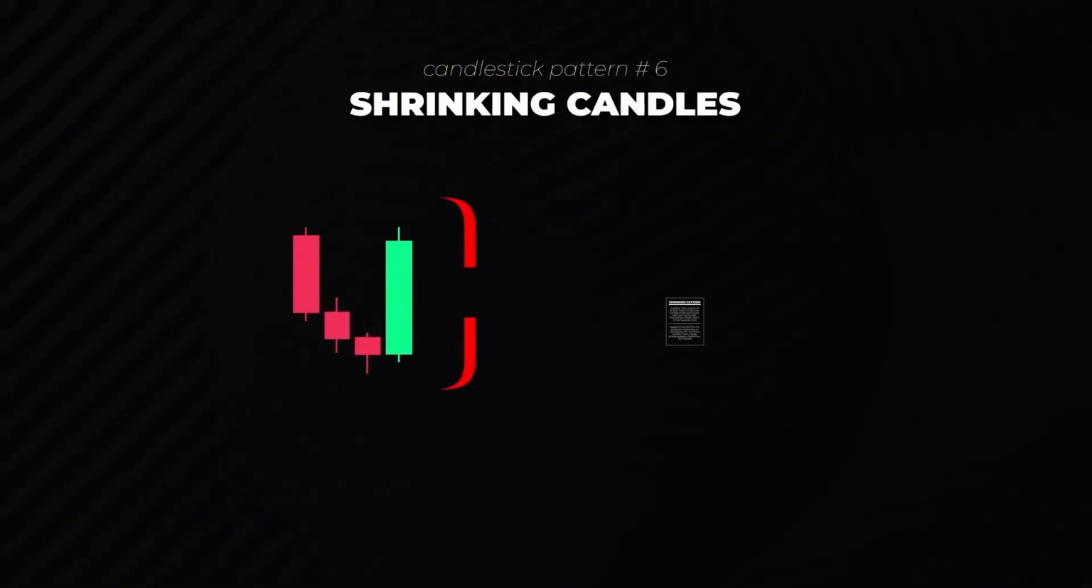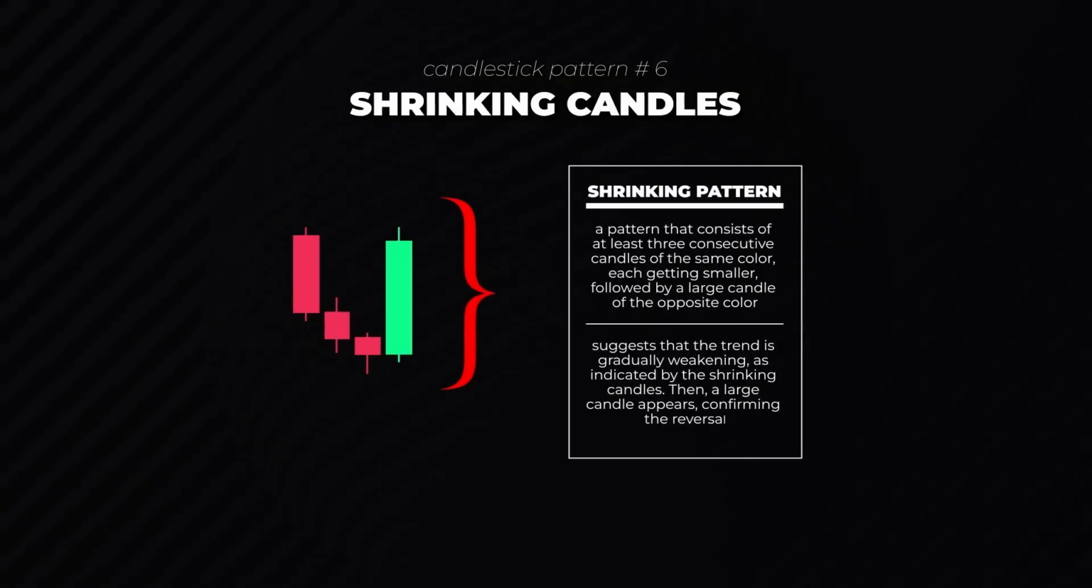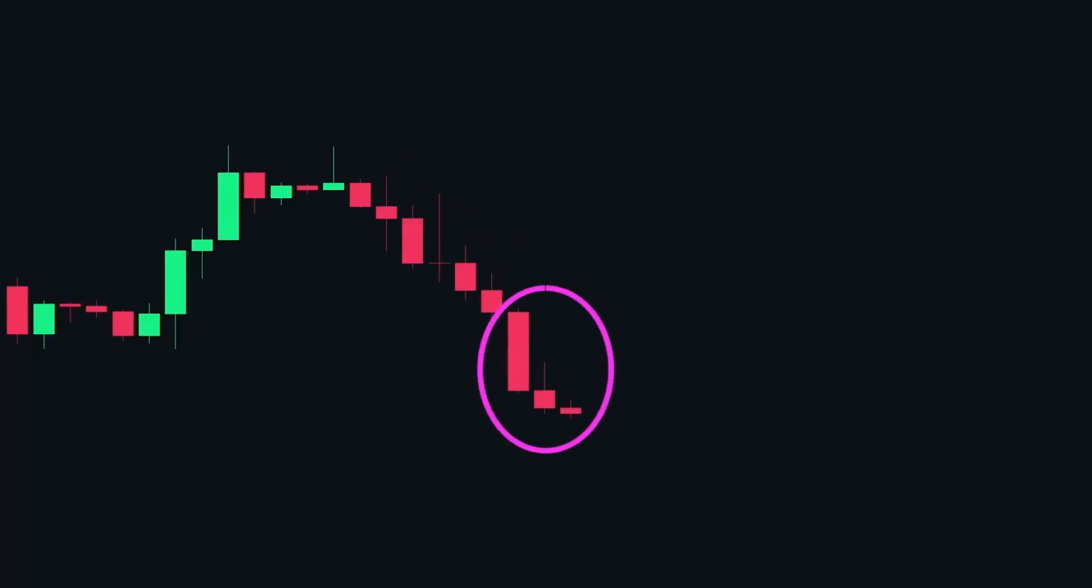So next on the list is what I call shrinking candle. This is where a lot of people overlook, including myself when I first started. And pretty much shrinking candle is when candles start getting smaller and smaller, and that pretty much means momentum is slowing down. And you have buyers and sellers starting to balance out. And this is usually what happens before a big move.